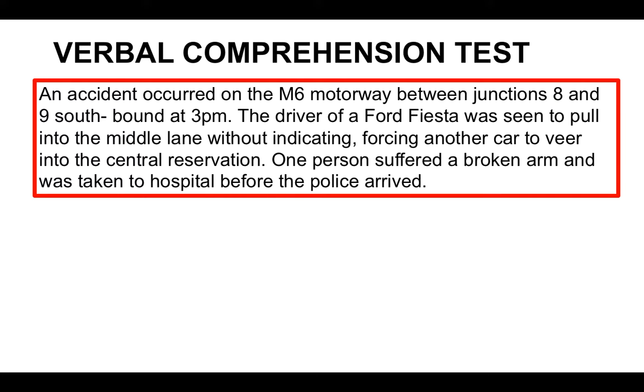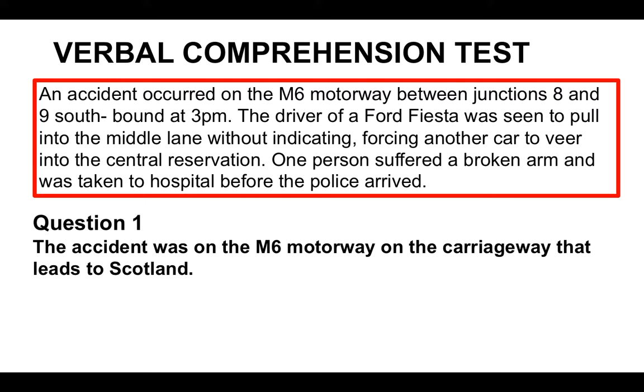Verbal comprehension tests, first one. This is a statement. An accident occurred on the M6 motorway between junctions 8 and 9 southbound at 3 p.m. The driver of a Ford Fiesta was seen to pull into the middle lane without indicating, forcing another car to veer into the central reservation. One person suffered a broken arm and was taken to hospital before the police arrived. And then we're given a question.